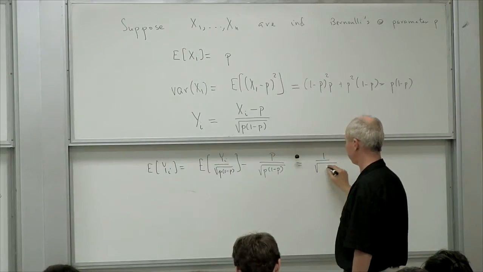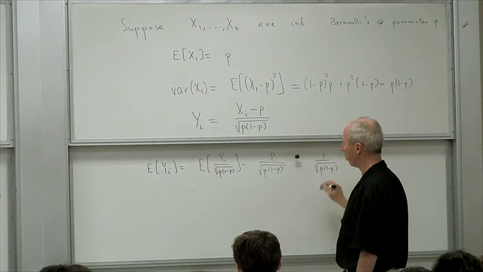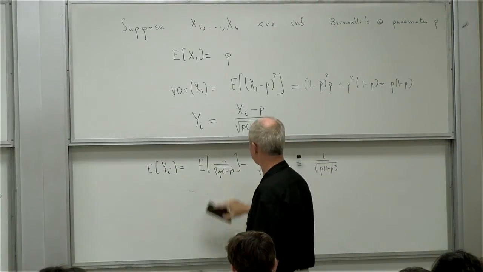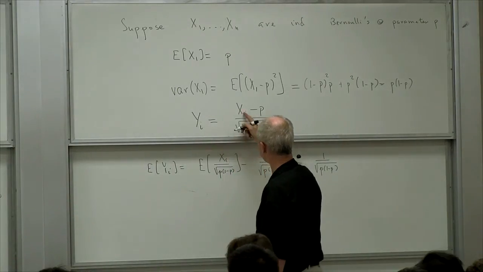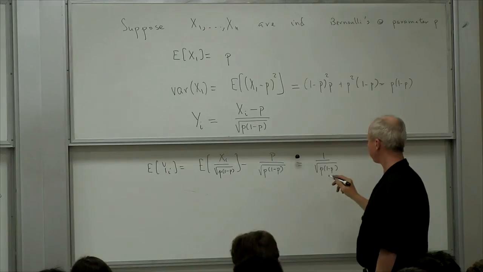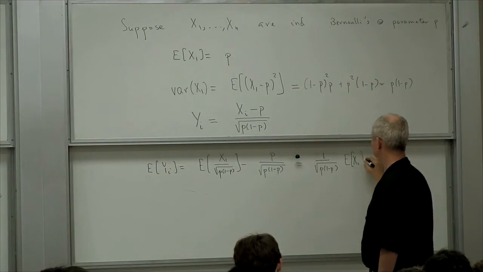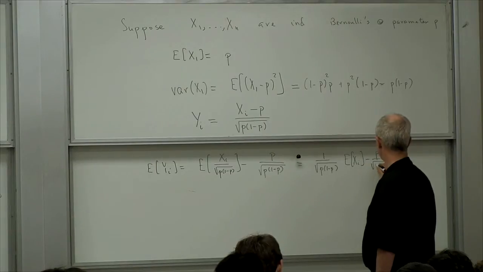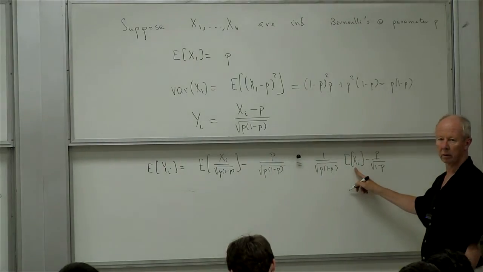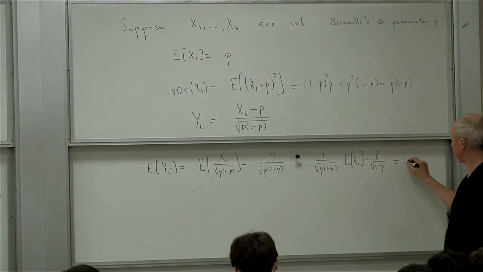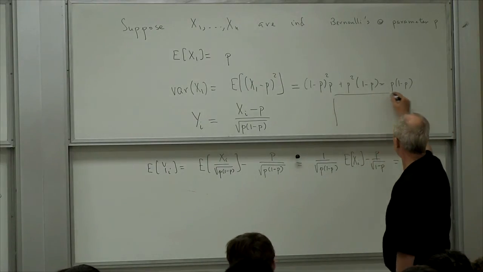Is that supposed to be Yi there? Oh, thank you. Xi. Yes, Xi. Yeah, thanks. So I pull that constant out. Now the expected value of this is p. And you can see these two cancel. So all I did here is this.